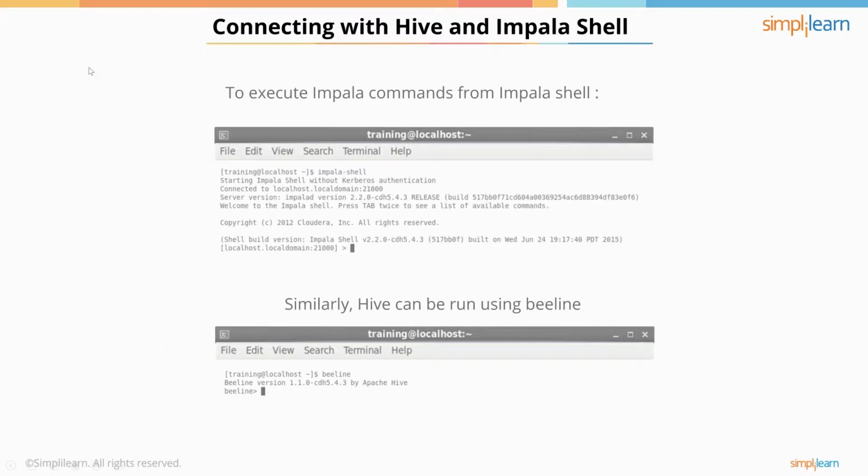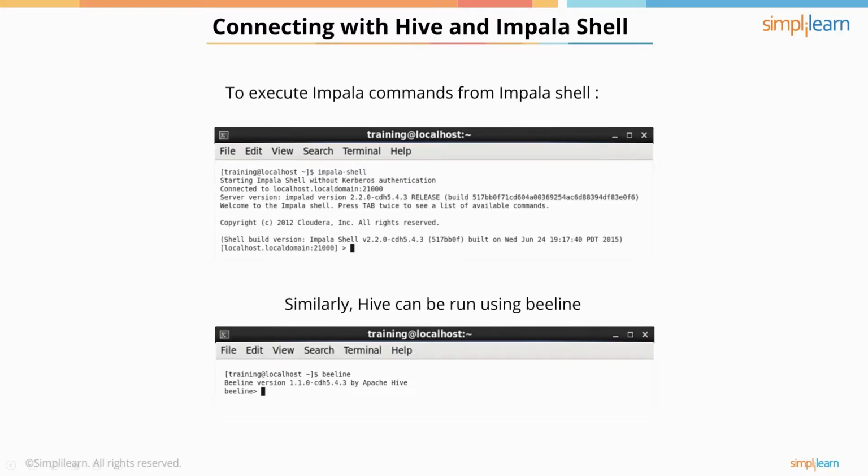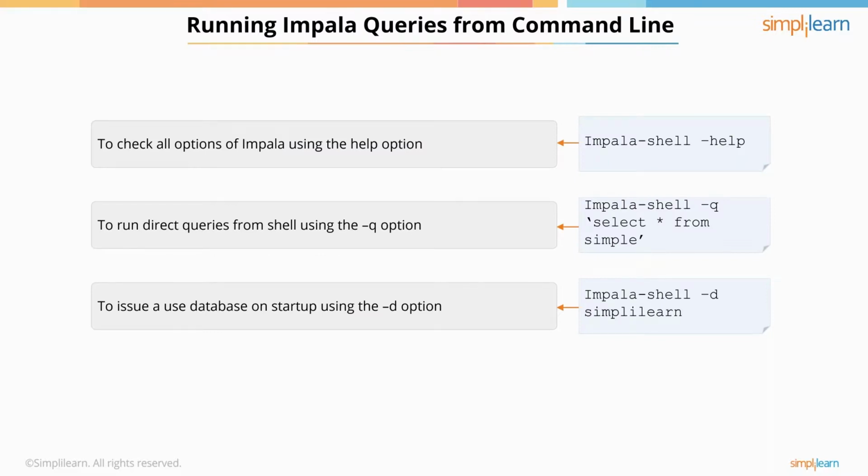So in the next slide, we'll see how to execute Impala commands from Impala-Shell. Again, if you look at the Impala-Shell, it looks very similar to Beeline. In the next demo, we'll see how to connect with Hive and Impala-Shell. With Impala, you have a help option, -help. If you recall, in Beeline it was an exclamation point, help, to see the available commands and options.